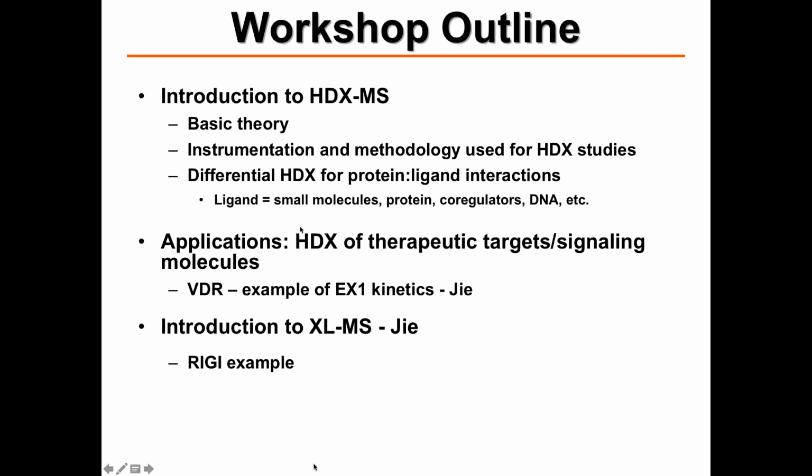We'll go through an example of HDX on the vitamin D receptor, which is a nuclear receptor, not related to the Hive. The reason for this example is that it shows a phenomenon known as EX1 kinetics, and Ji Zhang is going to go through this part and show you what that data looks like and how we can deal with interpretation of EX1 data. And then he'll continue with the cross-linking mass spec part using the RIG-I receptor as an example.